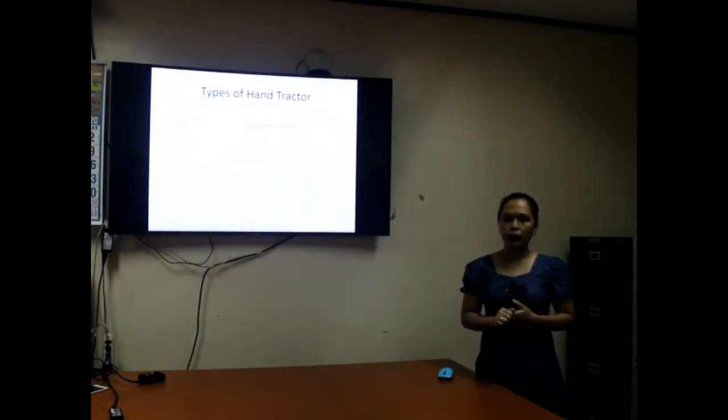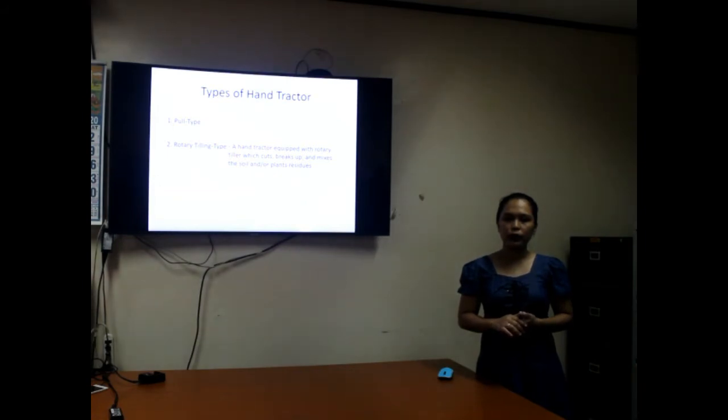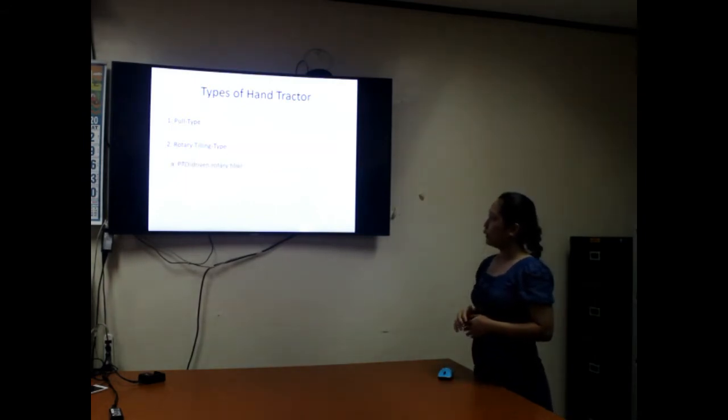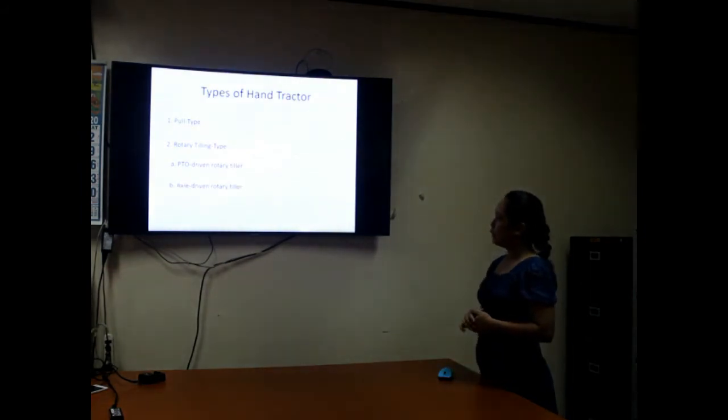We have the pull type and the rotary tilling type. Pull type hand tractor is capable of pulling various kinds of implements, while rotary tilling type hand tractor is equipped with rotary tiller, which cuts, breaks up, and mixes the soil and our plant residues. Rotary tilling type hand tractor has also two types. We have the PTO driven rotary tiller. This is an example of it. And the axle driven rotary tiller.